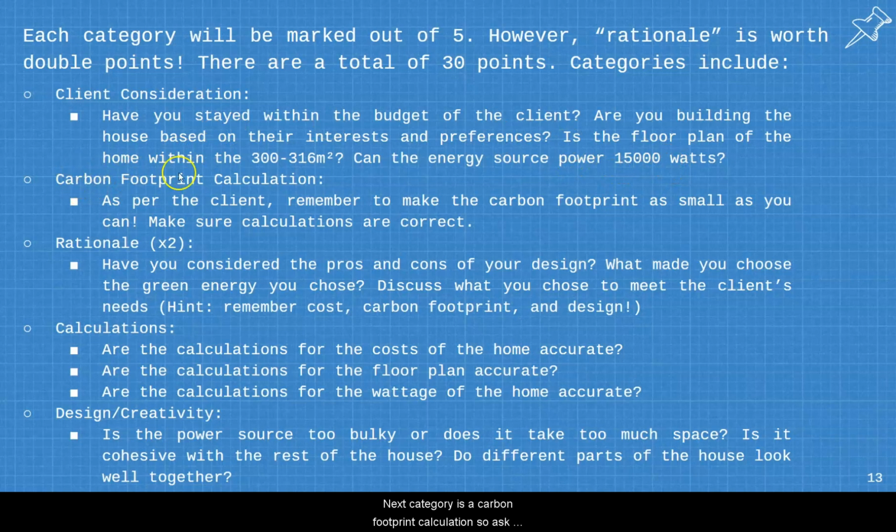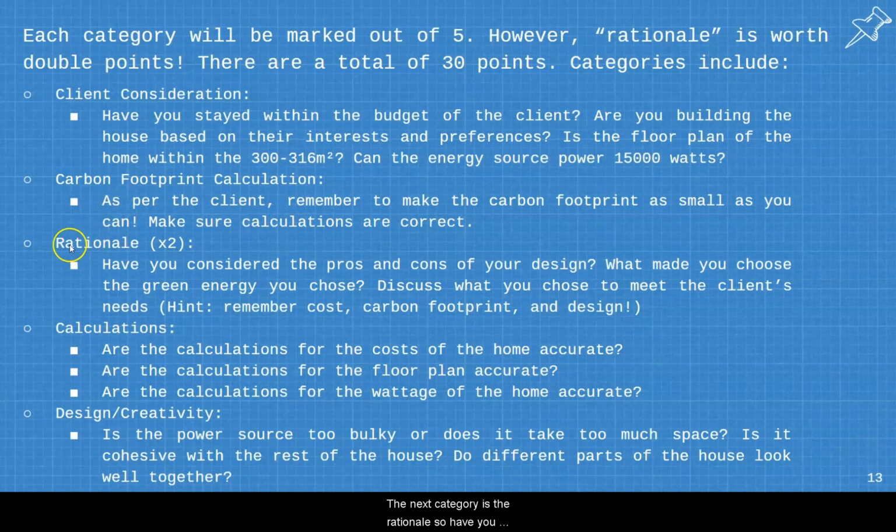Next category is the carbon footprint calculation. So as per the client, remember to make the carbon footprint as small as you can. So make sure your calculations are correct. Check them over a couple times and be sure to keep referencing the cost of the materials as it relates to your carbon footprint.